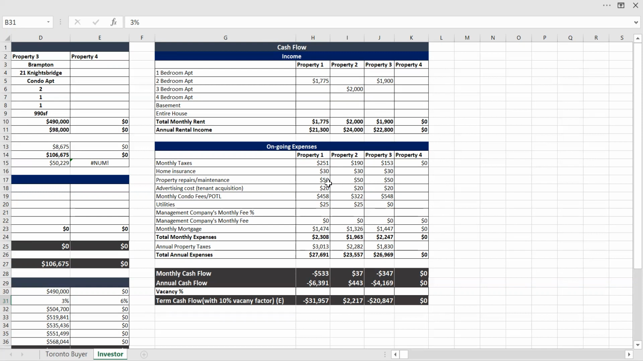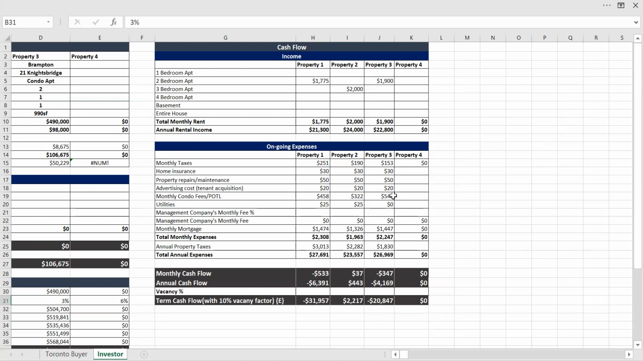Express monthly, that's $50. Advertising costs: in the event that a tenant decides to move out, you'll have a vacant period there. You have to advertise for a new tenant. $240 for the year, or $20 per month. This number is usually between $20 to $30. I've put $20. The condo fees for the month, taken off of the MLS.